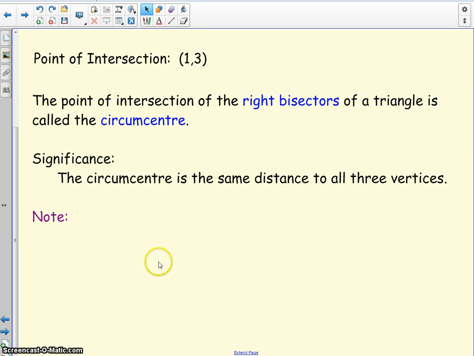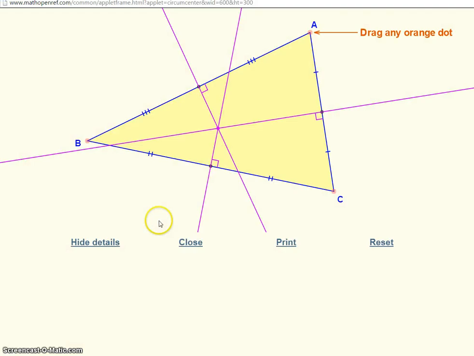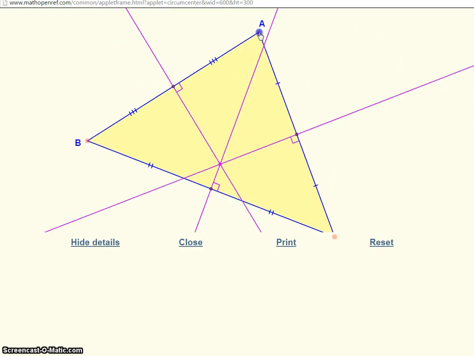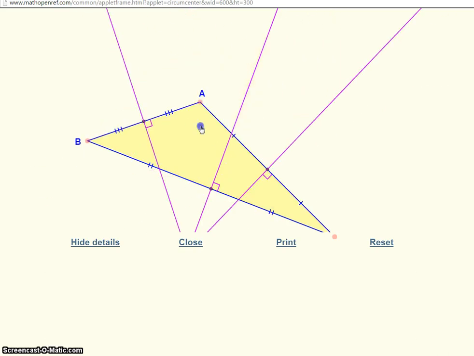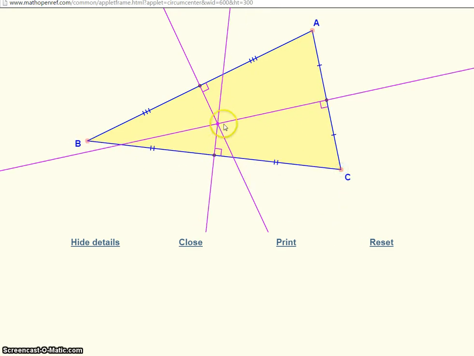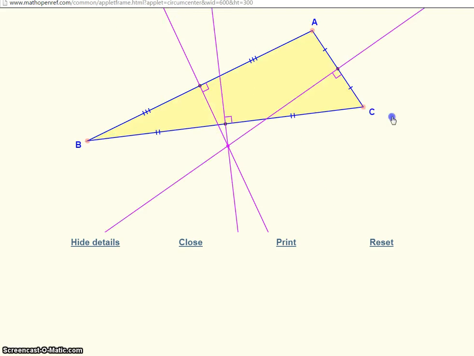Okay, so let's take a look at a picture here. Here I have a triangle, and you can see this applet has drawn the three right bisectors, and they all have a point of intersection. No matter what I do with the vertices here, they still have a common point of intersection. What's nice about this point, the significance of it, is that it's the same distance to corner A, corner B, and corner C. If you were to take out a ruler and measure that, you'd see it would be the same. And that'll be true no matter where that point of intersection is.